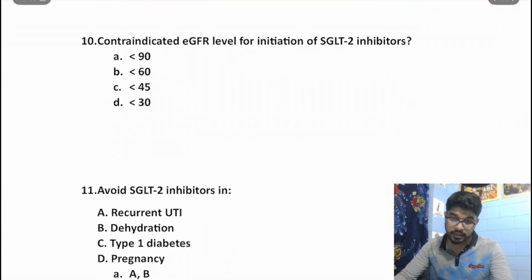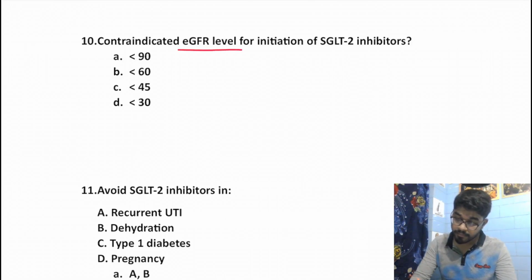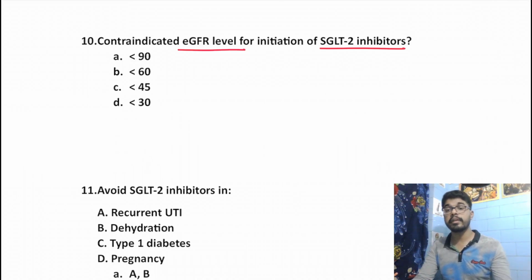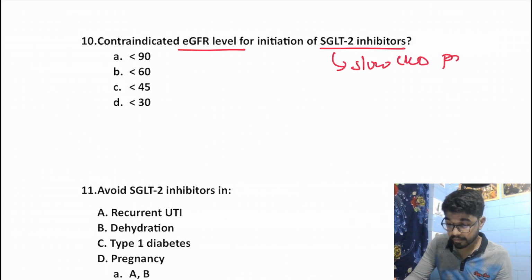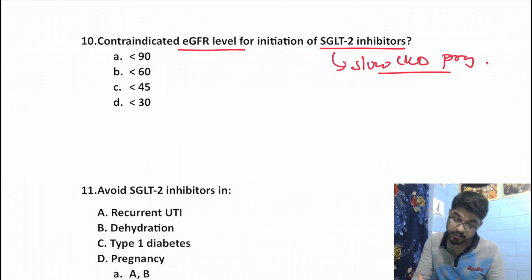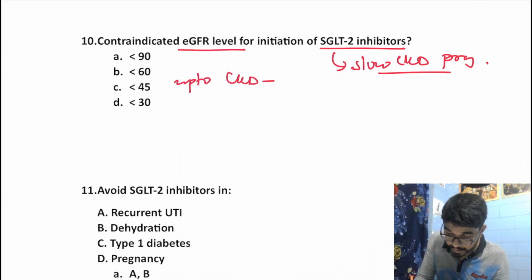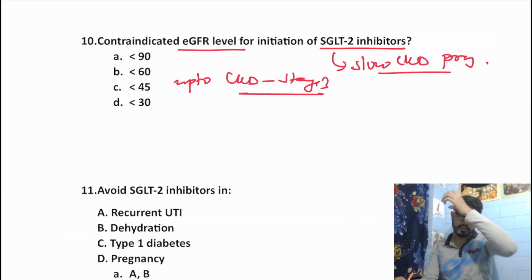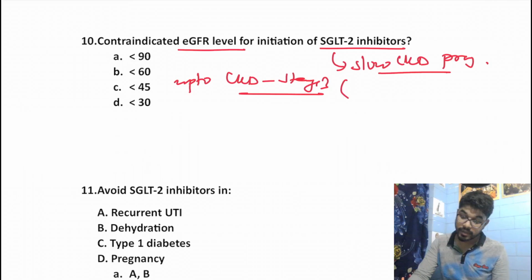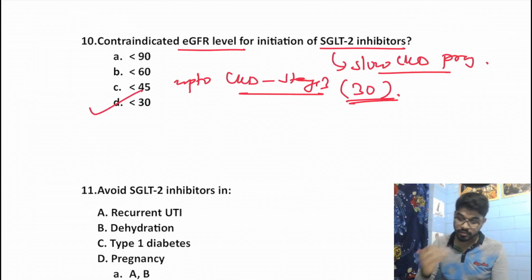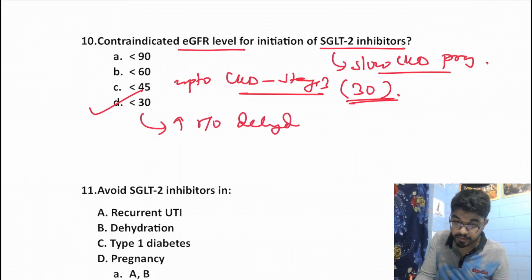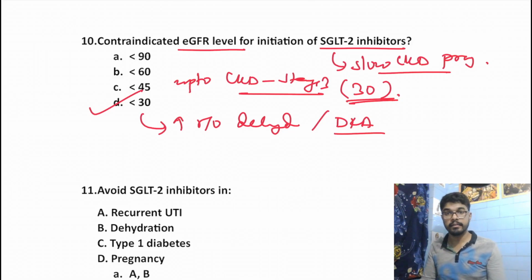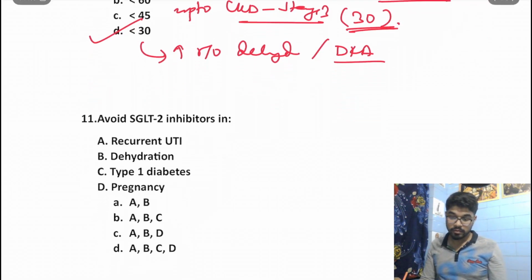Now, contraindicated eGFR for initiation of SGLT2 inhibitors. Although we have read that SGLT2 inhibitors are used to slow CKD progression, we cannot use them in every CKD case, right? Up to CKD stage 3 we can use SGLT2 inhibitors, right? Beyond that we cannot use. CKD stage 3 means up to 30 ml. Up to 30 ml. So our answer should be D. Below 30 we won't use it because it increases the risk of dehydration and euglycemic DKA. Okay. Moving on to the next question.